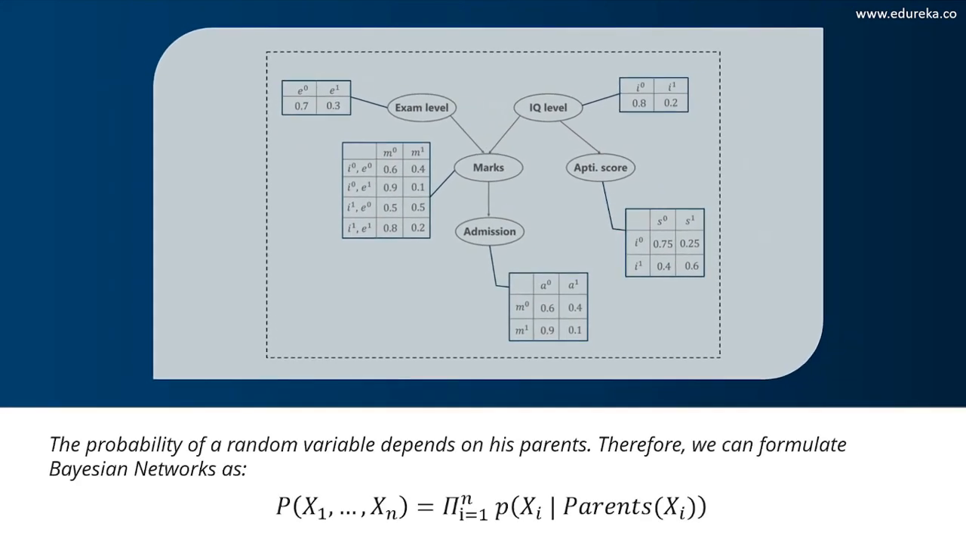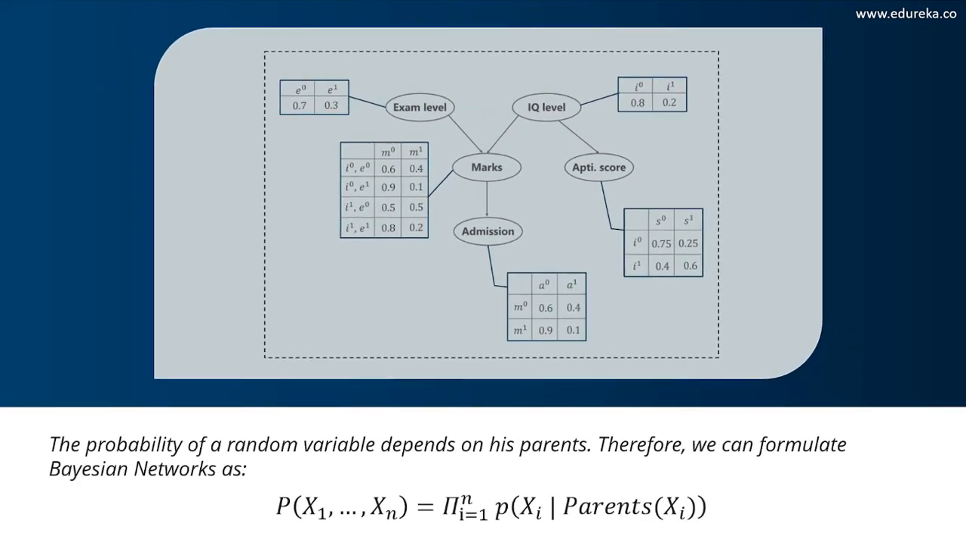Now, if you haven't noticed already, there is a pattern here, right? The probability of a random variable will always depend on its parent nodes. That's why we can formulate the Bayesian networks as this equation, right? Here, x of i basically denotes a random variable whose probability depends on the probability of its parent nodes, right? This is extremely simple, right? There's not much complication in this. All you need to understand is that the probability of a random variable depends on its parent nodes, right?